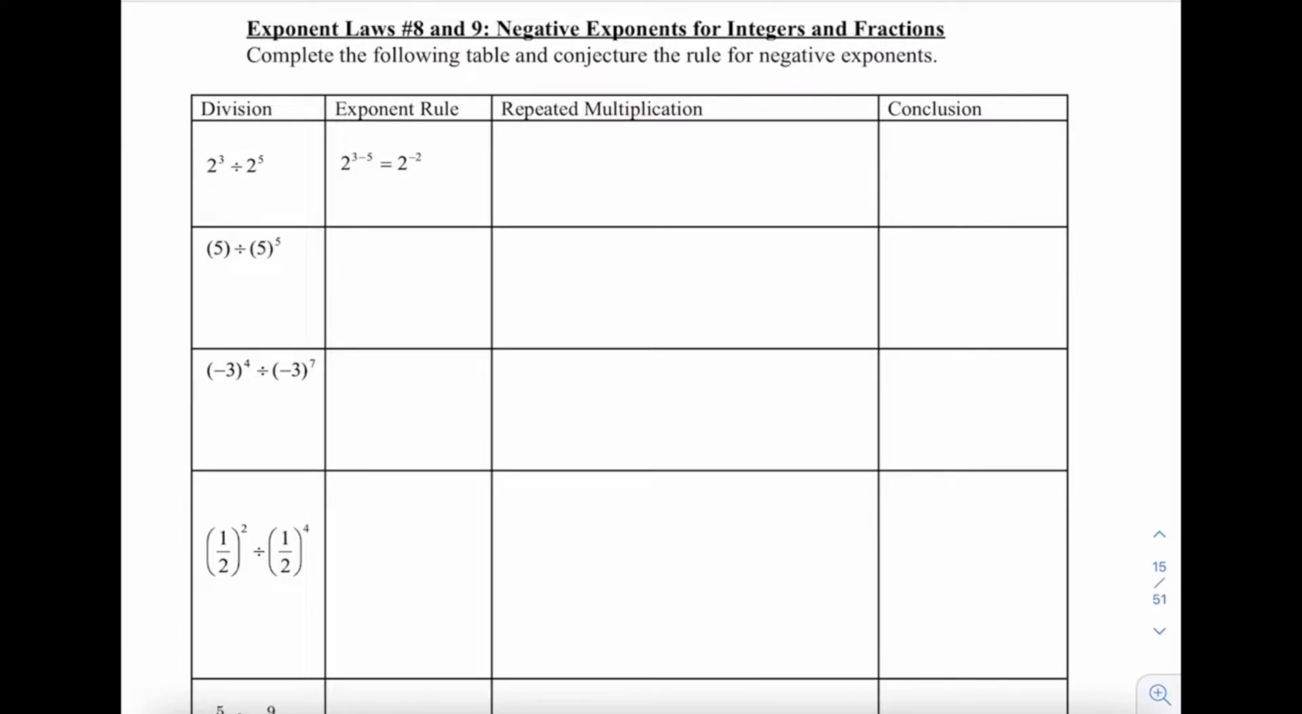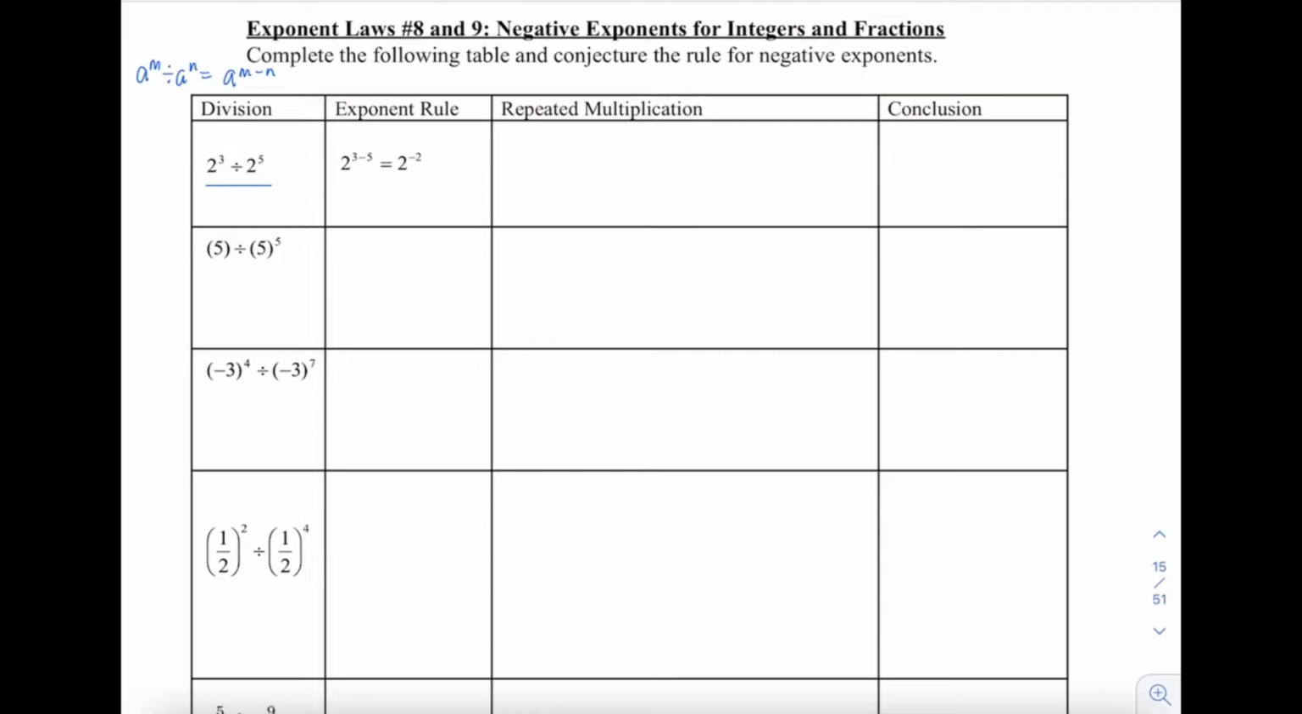So we're going to fill in this chart. If I look at the first column, I have some division here. 2 to the power of 3 divided by 2 to the power of 5. Well, we already know that we can subtract the exponents here using the division rule. A to the m divided by a to the n equals a to the m minus n. But we want to find a pattern for negative exponents.